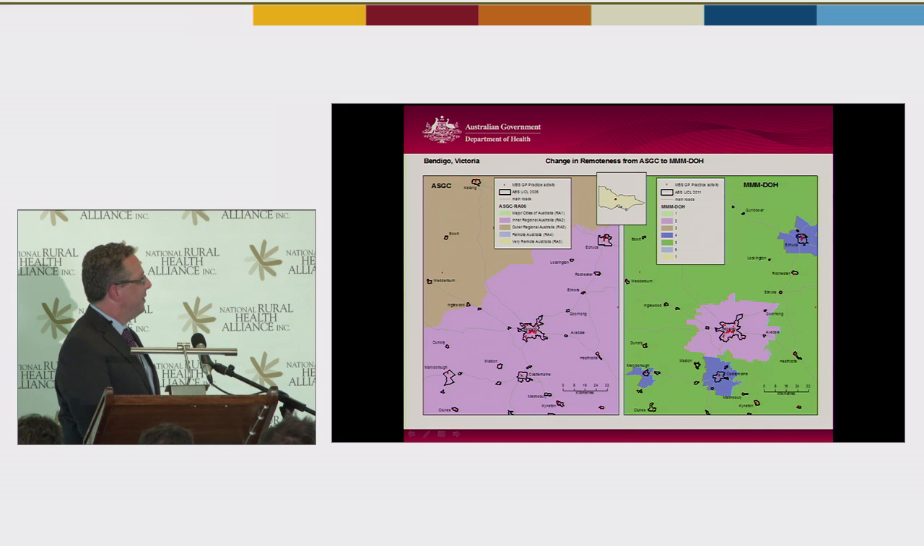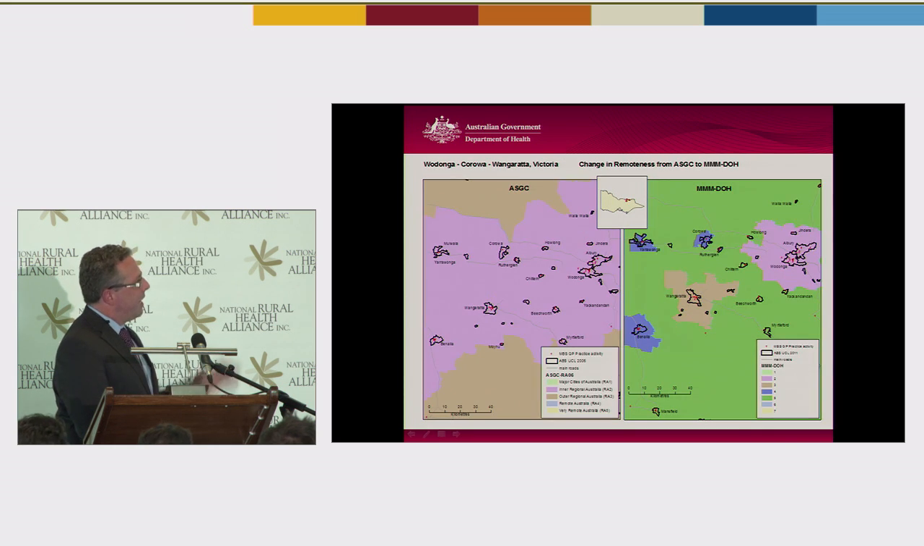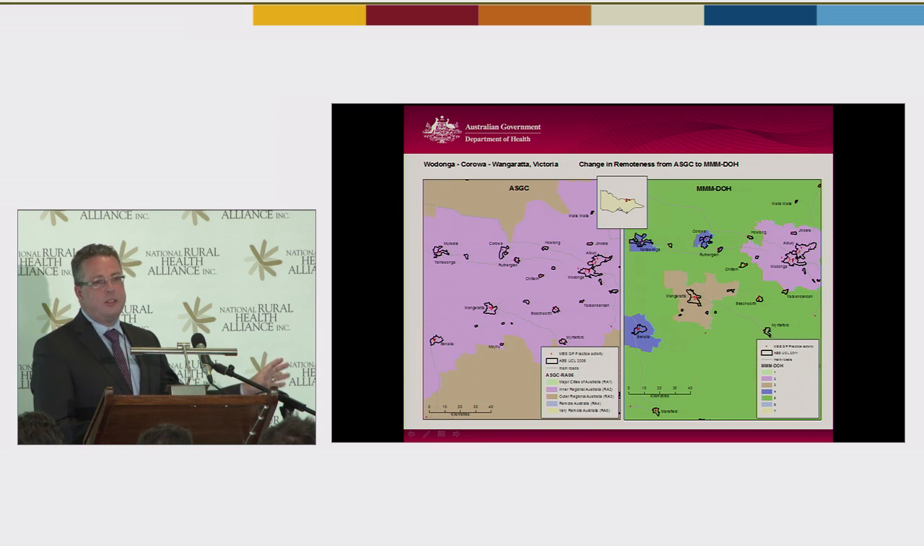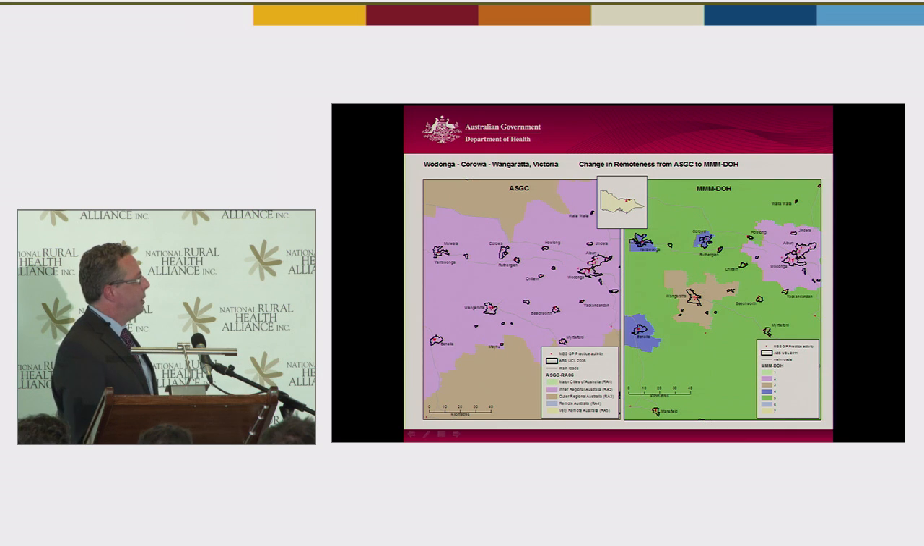Bendigo is always another good example. And as you go through these, you just see that on one side you have these broad bands, on the other side you have a much more discrete, directed geography in which you can look at where people are.